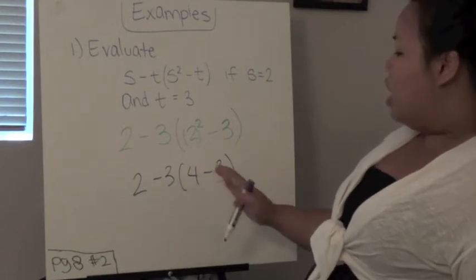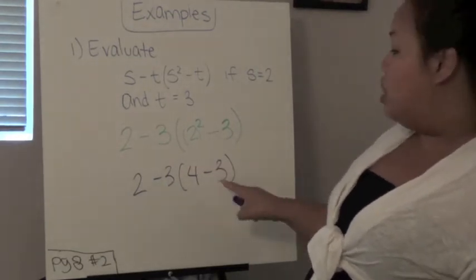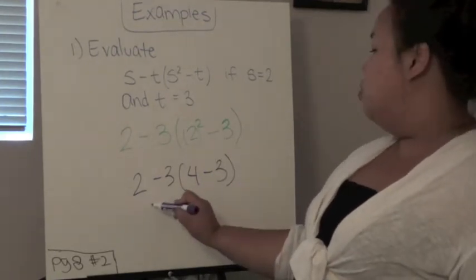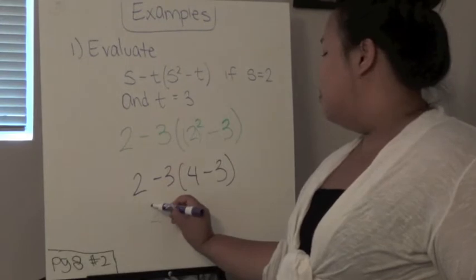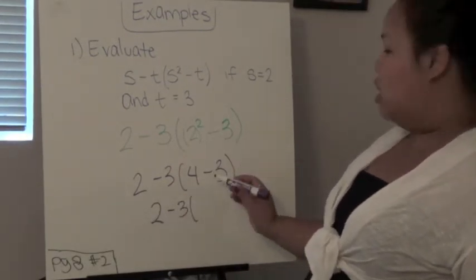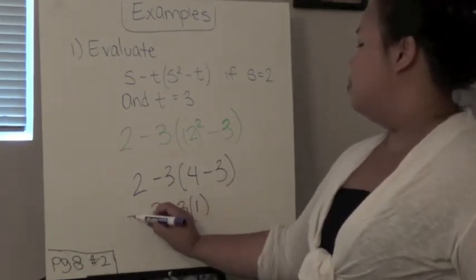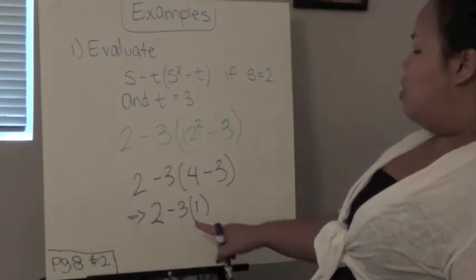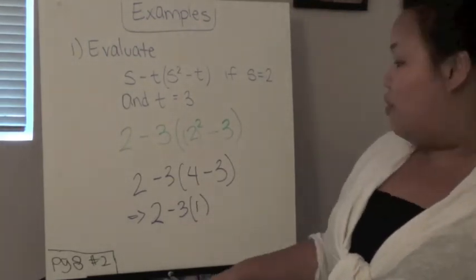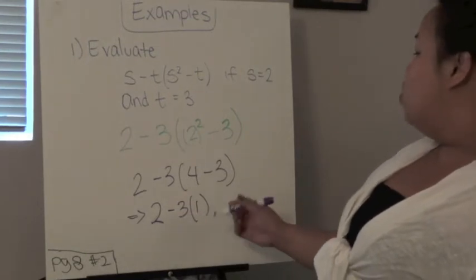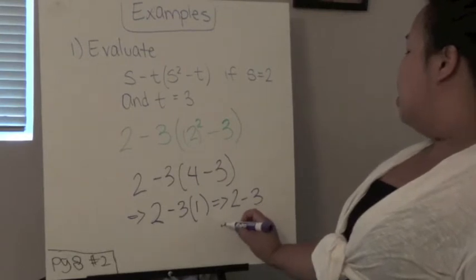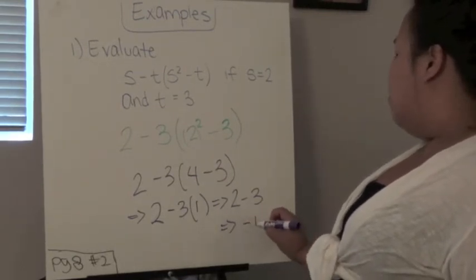Once we do the power, then in here you keep doing it until the parentheses is eliminated, or at least put into one number. We have 2 minus 3. 4 minus 3 is 1. Okay? Then we're going to do, before we subtract, because that's the last step, we're going to multiply and divide. So we have to do 3 times 1, which is again 3. So we do 2 minus 3, which then gives us negative 1.